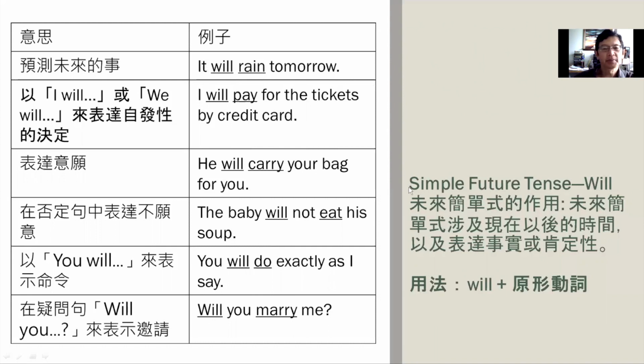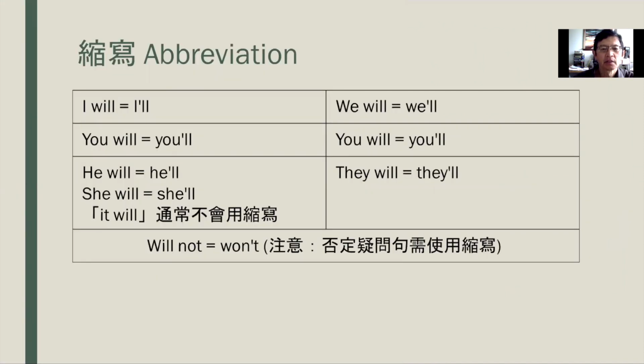So please read the explanation in Chinese about using the simple future tense and the word will. Do you understand now? In English, 缩写 is abbreviation. Say it with me, abbreviation. Abbreviation. You may not have to use the word abbreviation yourself when you speak, but you may hear it from other English speakers, so you will know what abbreviation means.